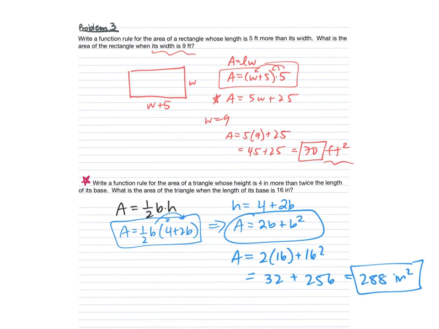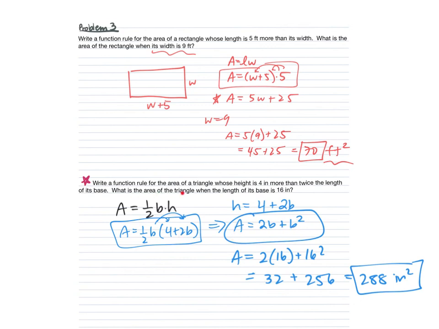Okay, so if the height is 4 inches more than twice the length of the base, and the base is b, 2 times base plus 4 is my height. You just plug that in for h, and this is your area, 1/2 base times height in terms of base. You can leave it like that, or if you distribute the 1/2 b, this becomes b squared, and this becomes 2b. So b squared plus 2b is also the function rule. Either one of those works.